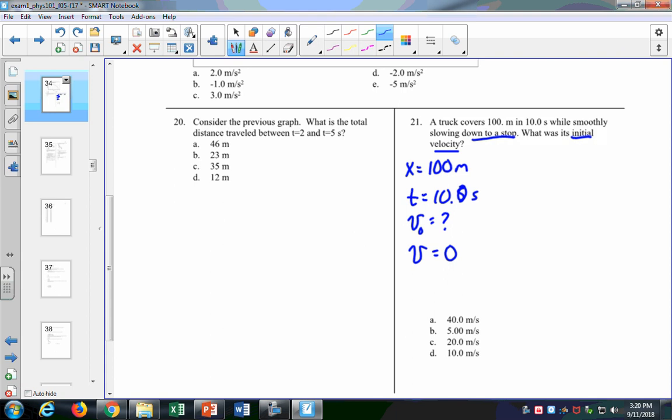All right, so if I'm looking for x, I got to use this: x equals v naught t plus 1/2 a t squared. Oh goodness, what am I missing here? I'm missing a and I'm missing v naught. In which case I say, well, I can't answer that. So let's write down my other equation, v equals v naught plus a t. Well, I don't know v naught, but I don't know a either. Okay, so listen, this problem requires you to substitute one equation into another.